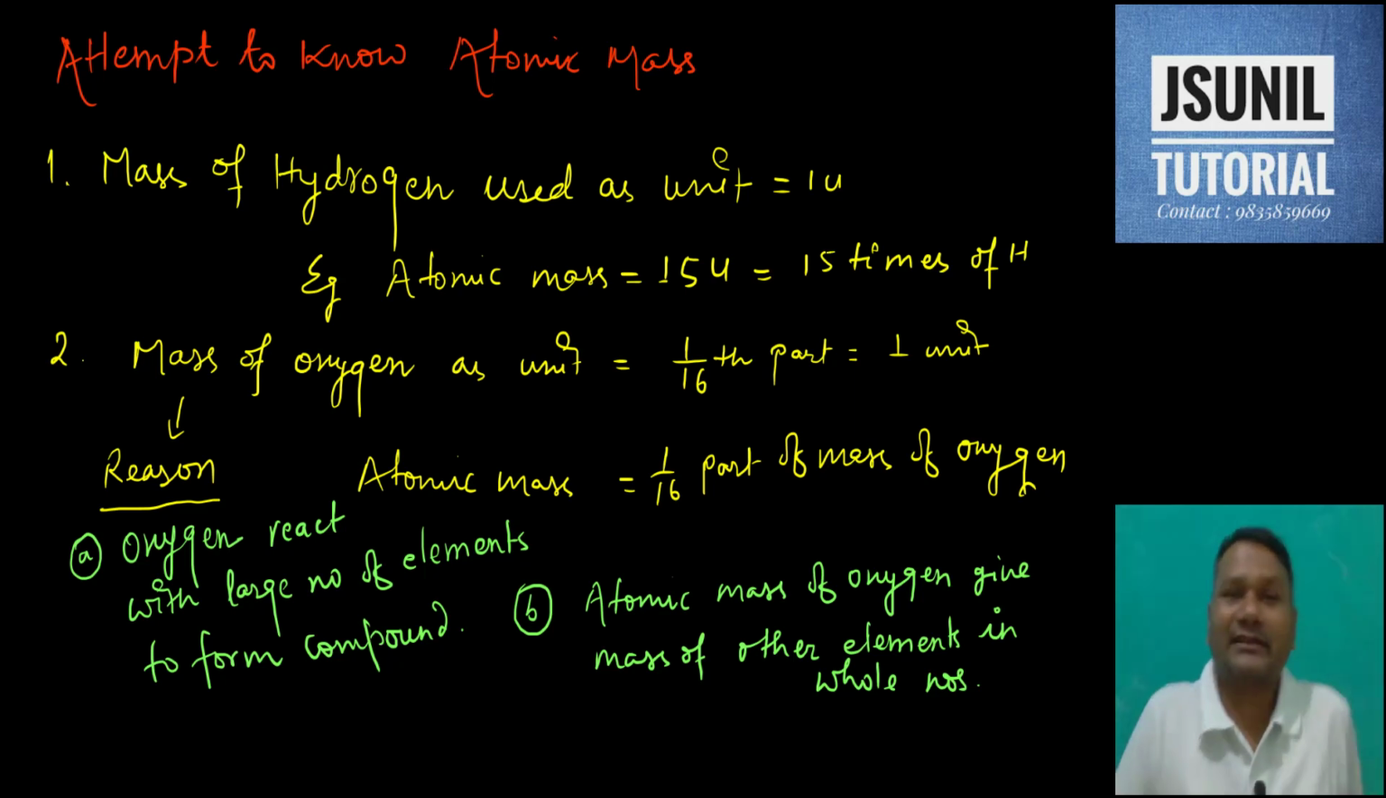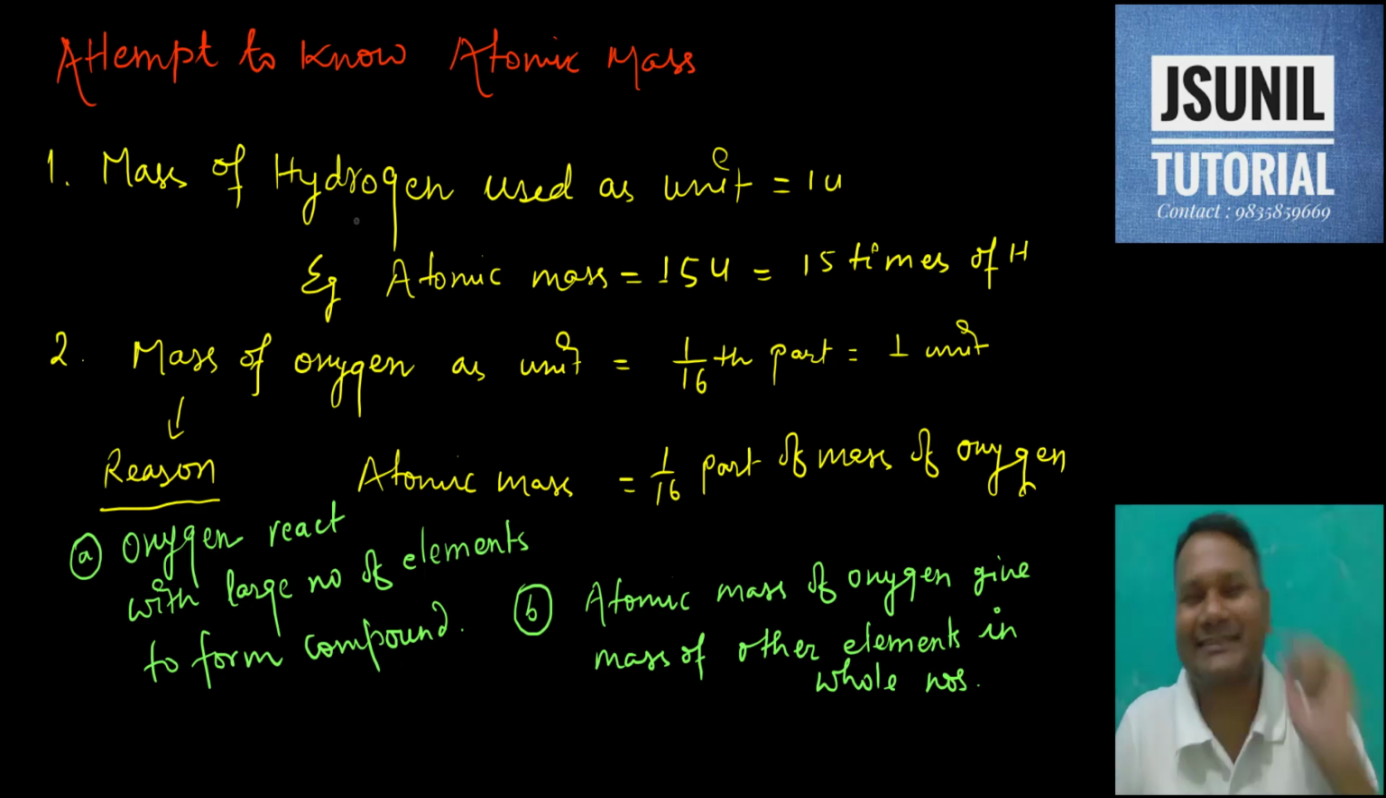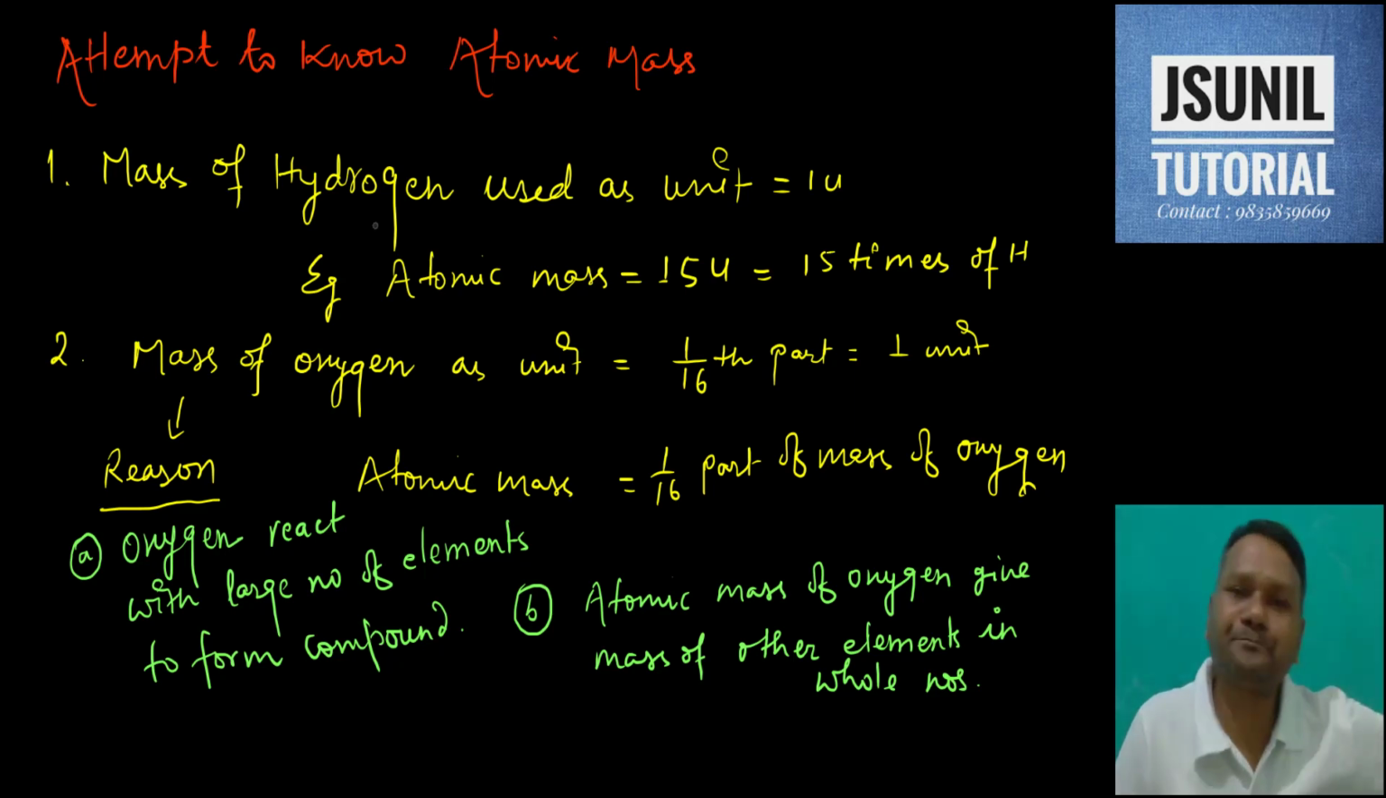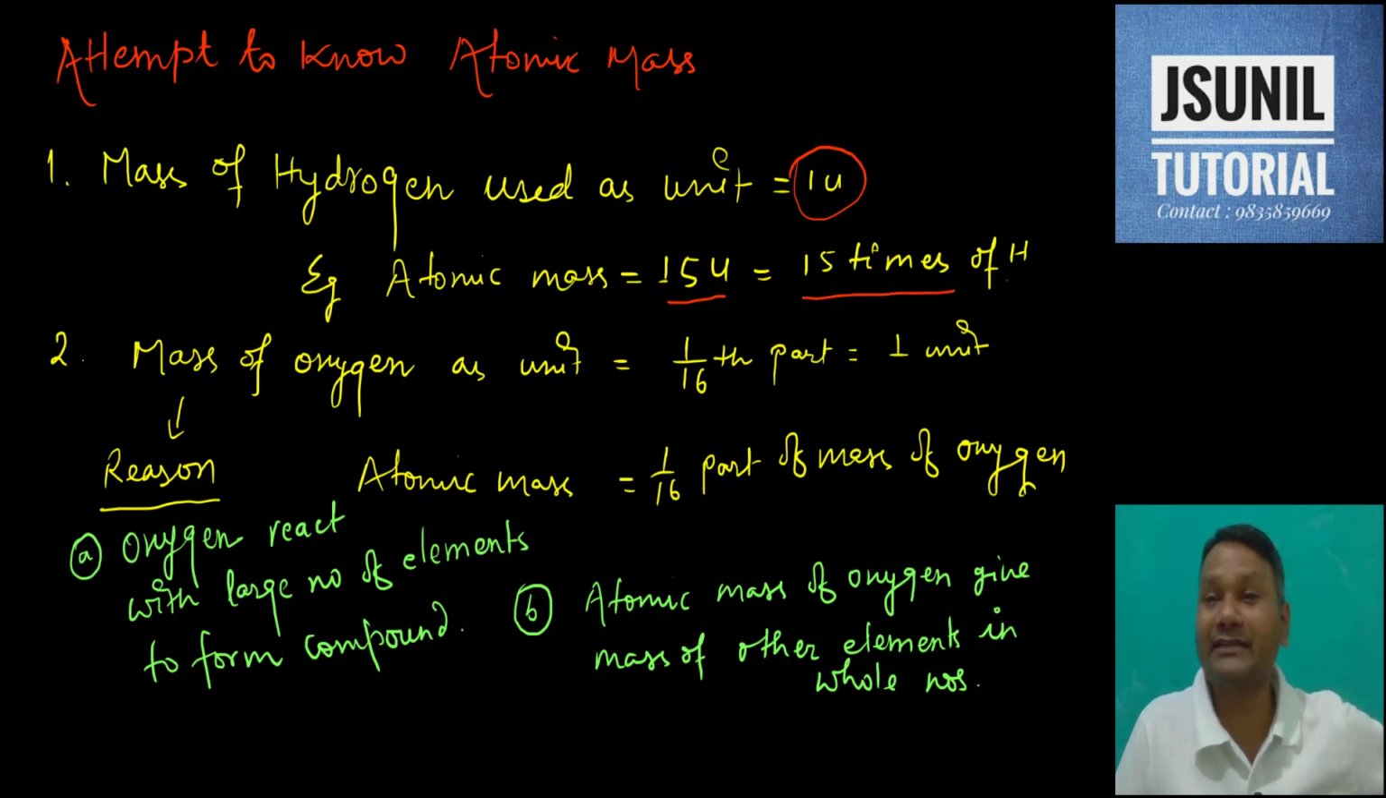At first, the mass of hydrogen is taken as a unit, because hydrogen is the lightest element, सबसे हल्का element. It means the mass of hydrogen is taken as 1 unit. If the mass of any element is 15 units, it means it is 15 times heavier than the mass of the hydrogen atom.